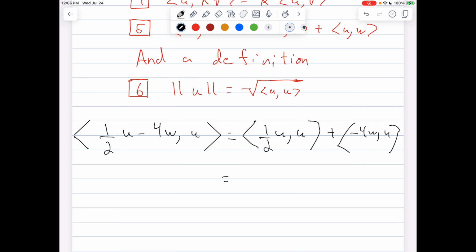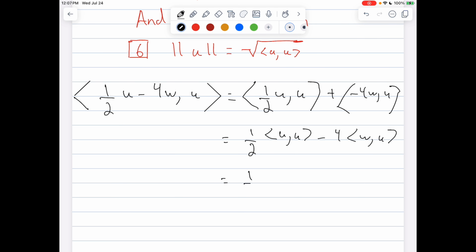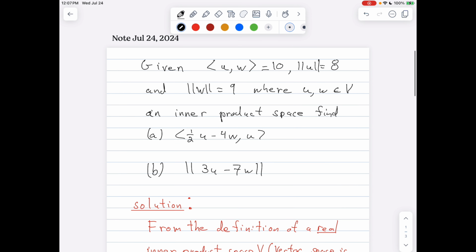Then I see that I have a 1/2 in front of my 1/2 u, so I can pull that out of the inner product and it goes in front. For the second one, I have a -4, and that comes out, leaving the inner product of w and u. And last but not least, before I put in values, I'm going to switch wu to uw. Why is that? Because we actually have the inner product of uw being 10.